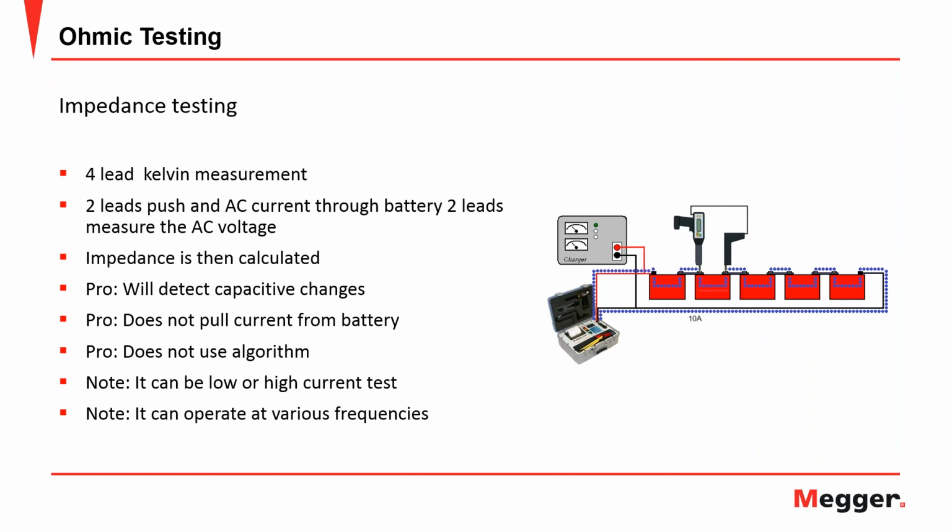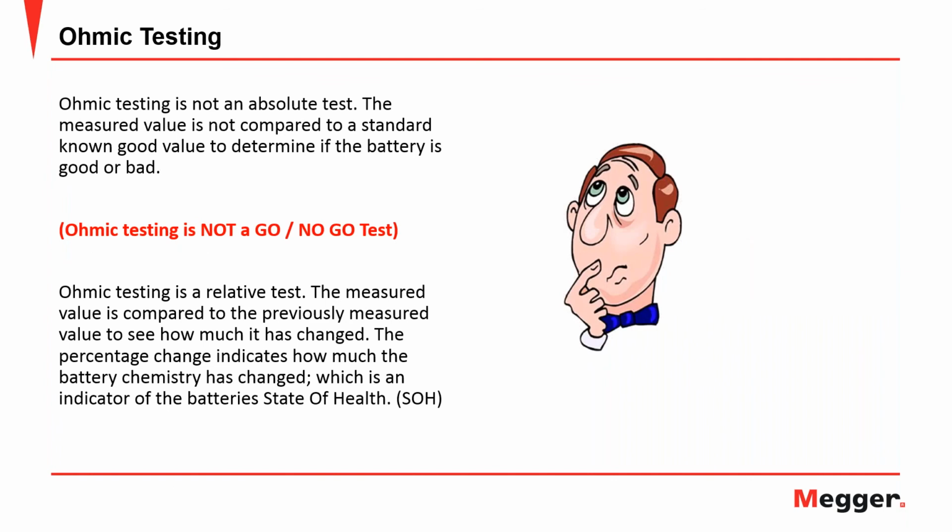Now, keep in mind, ohmic testing is not an absolute test. It doesn't say this battery is good and that one's bad. What it tells you is that I have a problem. When I see that impedance go up 30 or 50%, that's a flag. That says I have an issue and I need to troubleshoot it. It very well could be that the reason I'm having a problem is because I have strap issues, and they may need to be corrected.